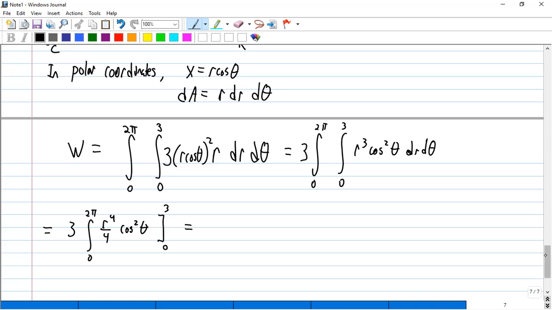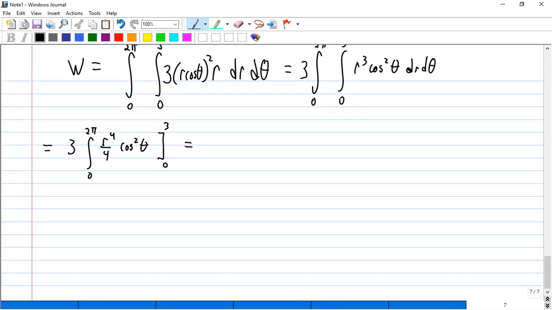So when I plug in a 3 for r, what's 3 to the 4th? 81? Yes. So when I plug in a 3, I'm going to have 81 over 4. When I plug in a 0, I'm going to have 0. Does everybody see that? So I'm going to have 3 times the integral from 0 to 2 pi of 81 over 4 times cosine squared theta d theta. Let's go ahead and take the 81 over 4 out so we don't worry about it. So I've got 81 times 3, which is 243 over 4.